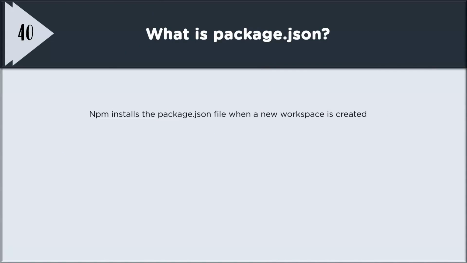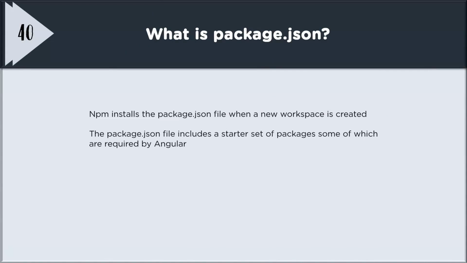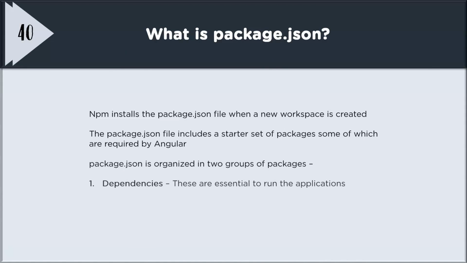Next question is, what is package.json? npm installs package.json when a new workspace is created. This file includes a starter set of packages, some of which are required by Angular. Typically it's organized into 2 groups. One is dependencies. These are essential to run your applications. And we have dev dependencies. These are essential to develop applications.